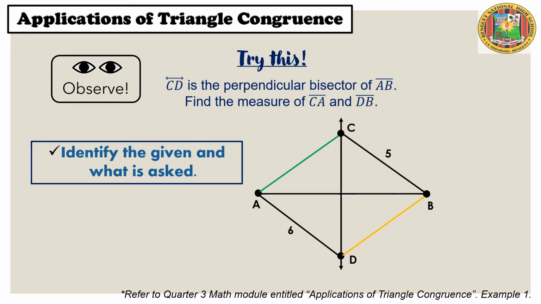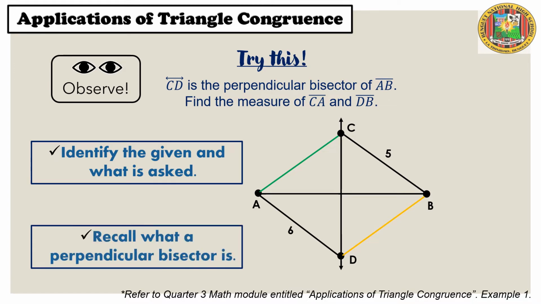Next, we recall what a perpendicular bisector is. As a perpendicular bisector, line CD divides segment AB into two equal parts and creates right angles at their intersection.